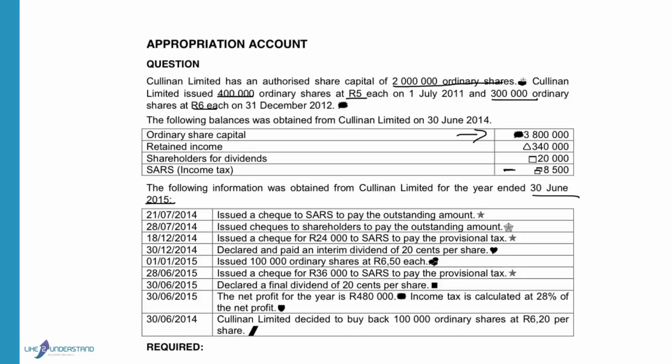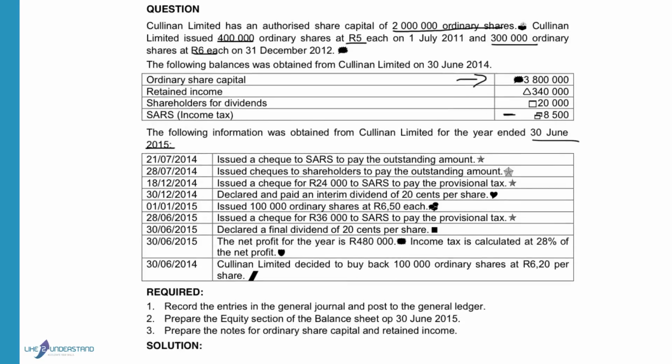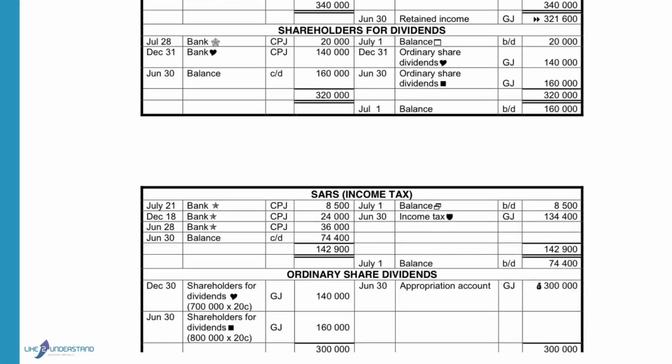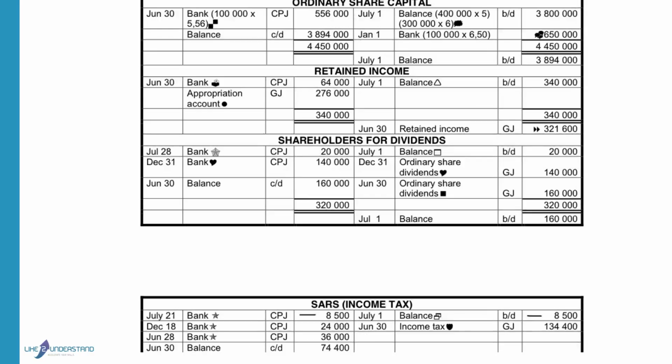If we look at the next entry, a check is issued for 24,000 to SARS to pay provisional tax. In the middle of the year, the business will do a little income statement to determine how much profit was made for the first 6 months. So all the income will be added together, the expenses will be subtracted, and they work out more or less what the profit was for the first 6 months, work out 28% on that, and then decide to send 24,000 to SARS as a provisional tax payment.